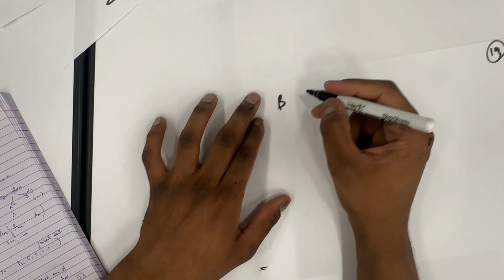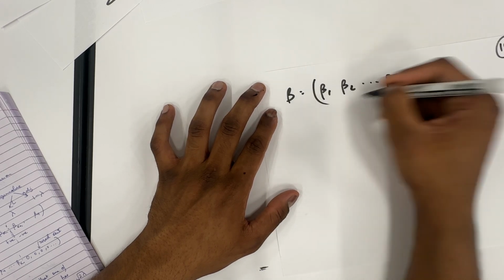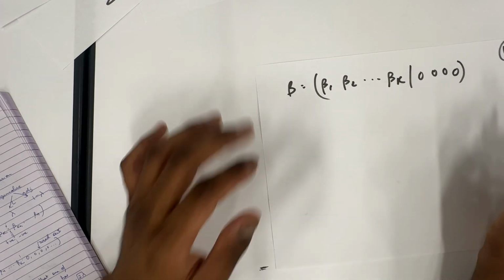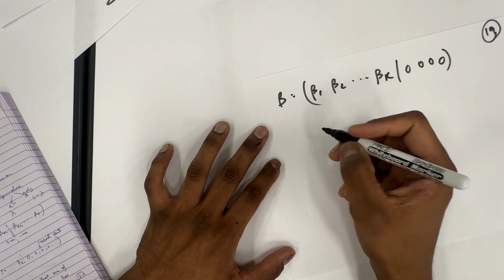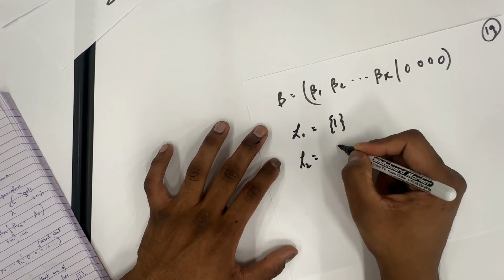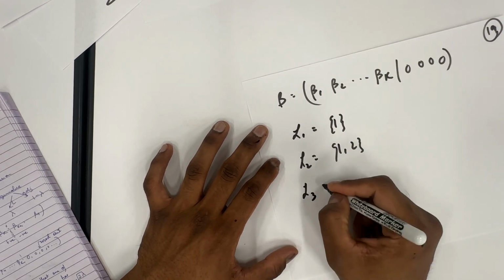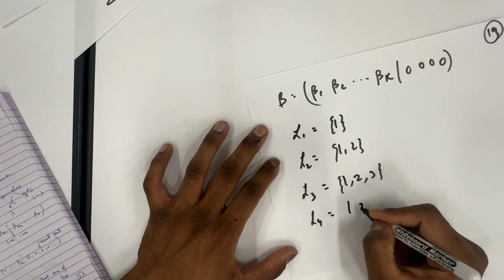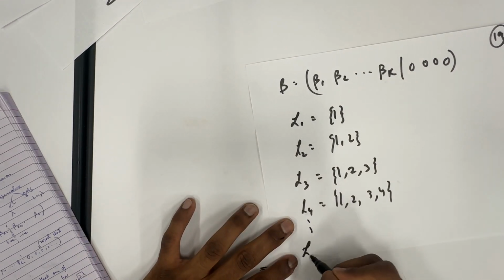I constructed this vector beta by some magic, beta 1, beta 2, beta k, where all of them are positive and the rest are zeros up to, let's say, n elements. What I take now is my candidate sets. Let's say L1 is just the first one. L2 is 1, 2. Basically, I slice it here. L3 is 1, 2, 3. L4 is 1, 2, 3, 4. I construct k such candidates.